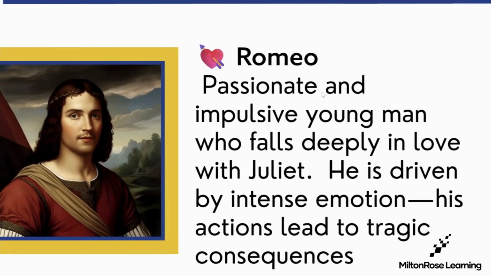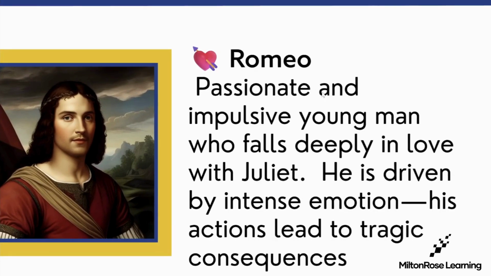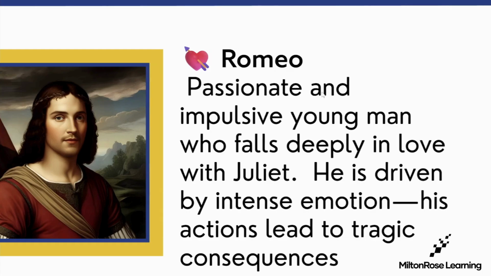Let's start with Romeo. So Romeo then, obviously very passionate and impulsive young man. He falls deeply in love with a lovely lady called Juliet. He's driven by intense emotion, and that's his hamartia, his tragic quality, which causes his downfall. He's just too passionate, basically, and his actions lead to tragic consequences. He just needs to calm down, basically. He gets too emotional, and that's his problem.